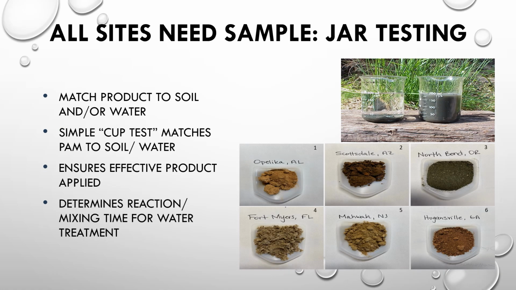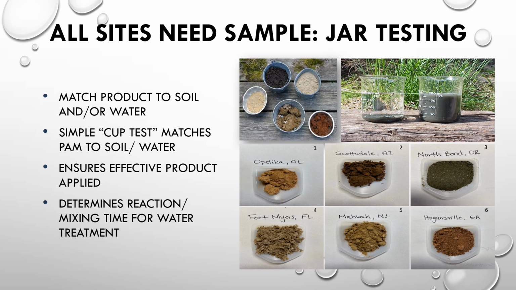One of the most important things we do to make sure we're going to have an effective product for our site is to match that material to our specific soil and water. For anionic PAMs that we use for water treatment, stormwater, and erosion control, there are a lot of different types. They're all anionic and they're all polyacrylamides, but they might have different sizes and a difference in the amount of charge on that chain. All those little variations can affect which soils they're going to work best on.